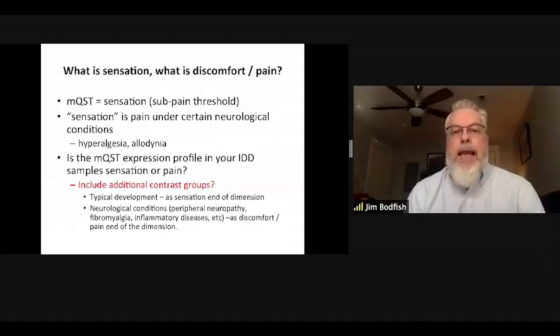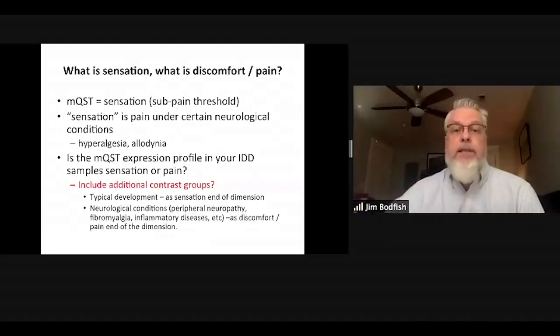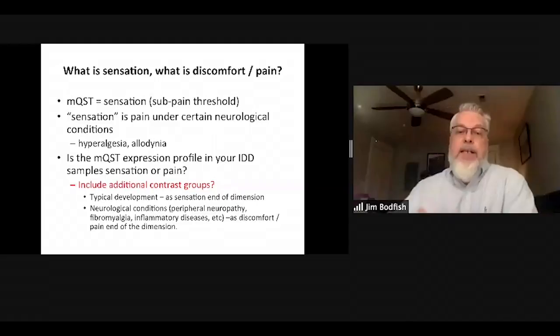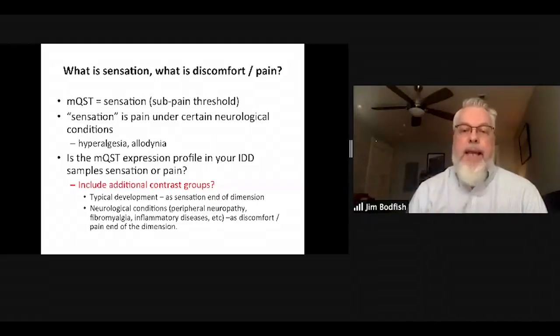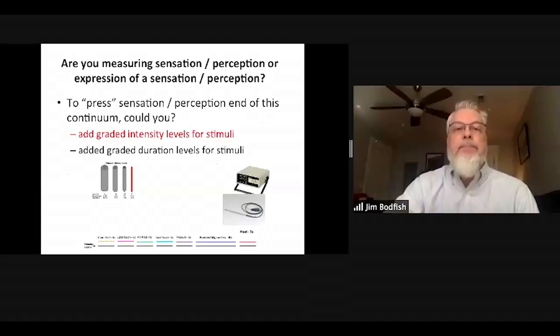And so the thought I had is the possibility to add additional contrast groups. One you've done, the typical development group, would be the low end, more to the sensory end of this dimension, if you will. And then potential for neurological conditions where we know that there's pain to act as the pain end. And so other groups would allow us to give that reference.